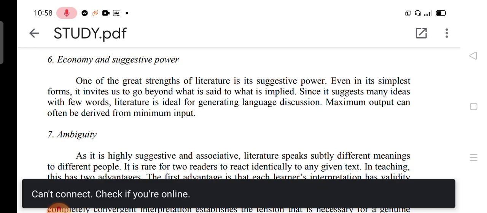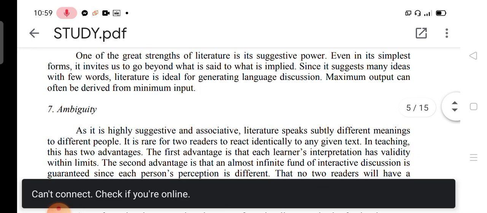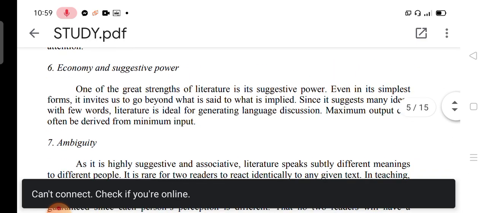We cannot give just a single definition to a certain thing that we are reading. Now, an example of maximum output derived from minimum input is an essay wherein a single quotation can actually generate an entire essay. So we sometimes give motivation to students in the form of a quotation or a line. And then what we do is we discuss. So we have a thorough discussion over that single line or quotation. So that's an example of maximum output being derived from minimum input.